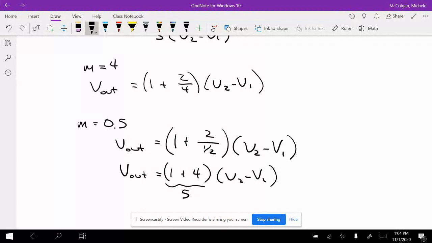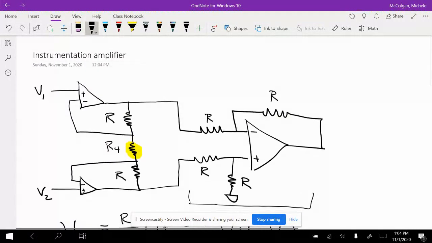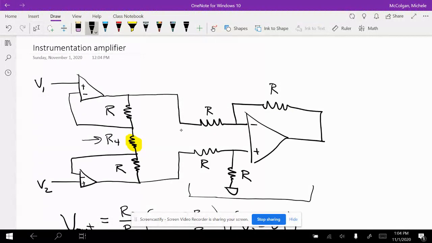So I can use the value of this middle resistor right here to be able to control the gain that I multiply by the difference between my voltage signals between here and here.